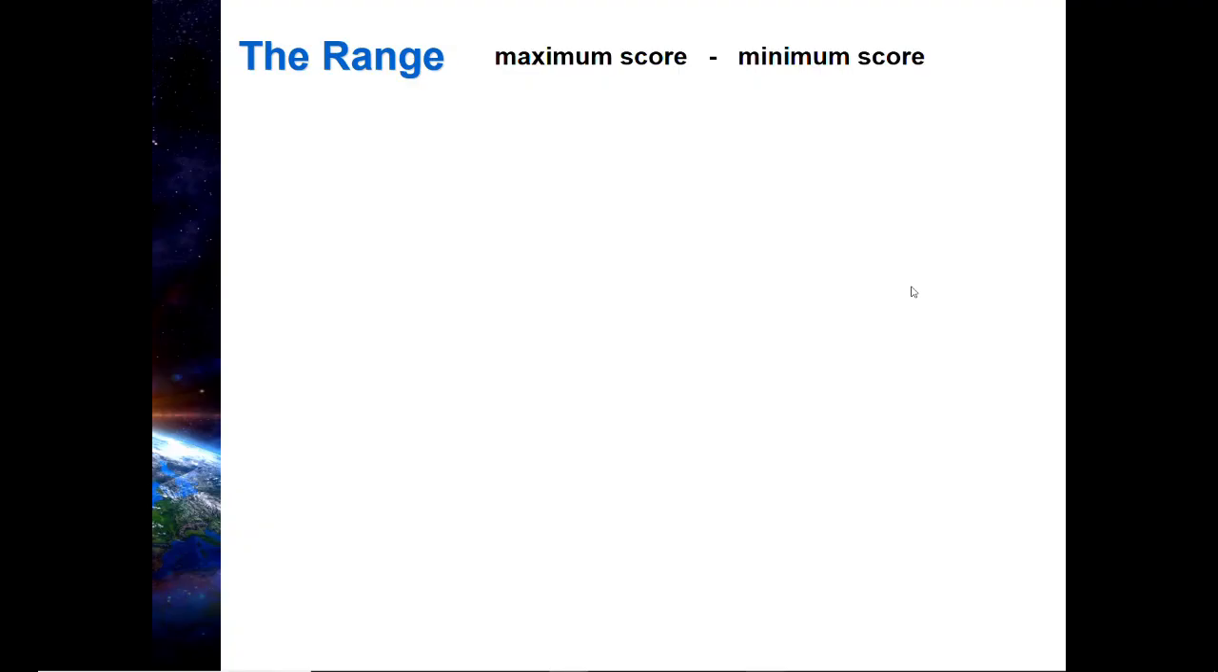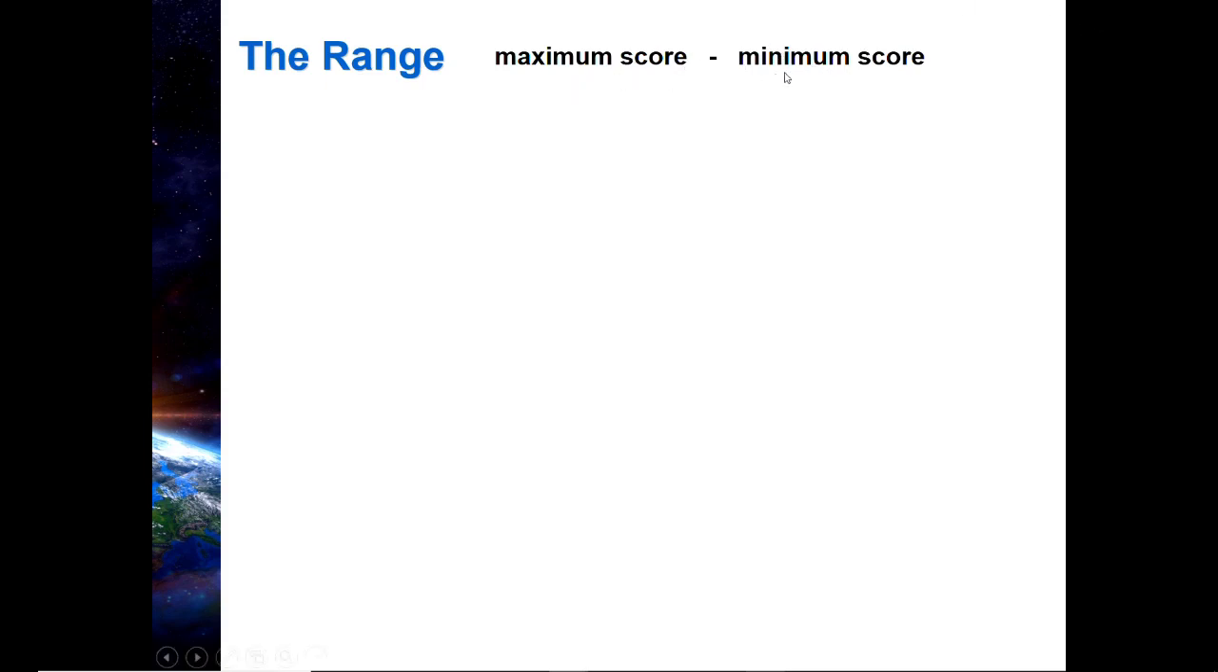The range is the easiest one to calculate. And that kind of makes it very appealing, right? Easy's good. All we do is find the highest score in the data set, the maximum score, and subtract the lowest score in the data set. So that just boils down to max minus min. Maximum score minus minimum score.